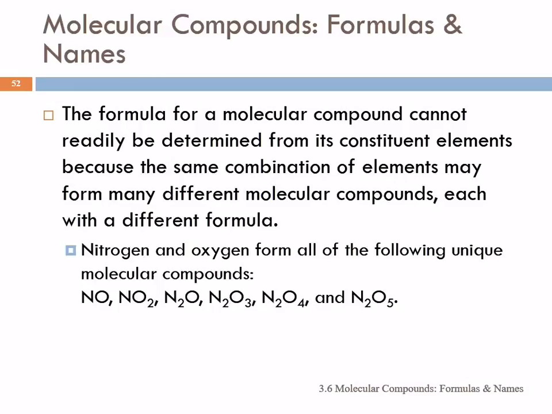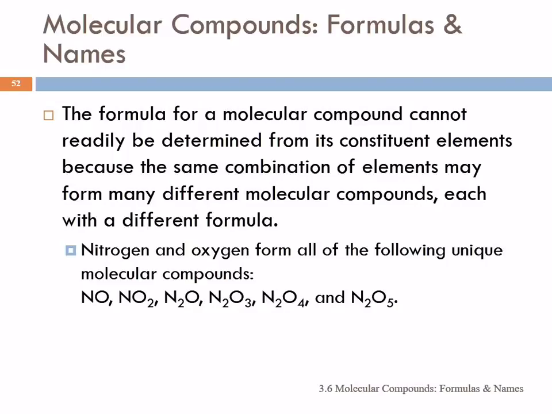We cannot look at the periodic table like we do with the ions and just figure out how nitrogen and oxygen are going to combine with each other. And many combinations of elements can form more than one compound. We've talked about carbon monoxide and carbon dioxide, two compounds from the same two elements. Well, how do we know what their formulas are from their name or from their formula?